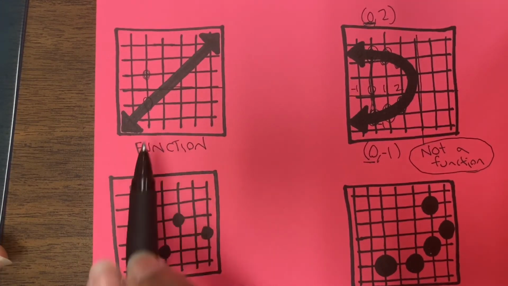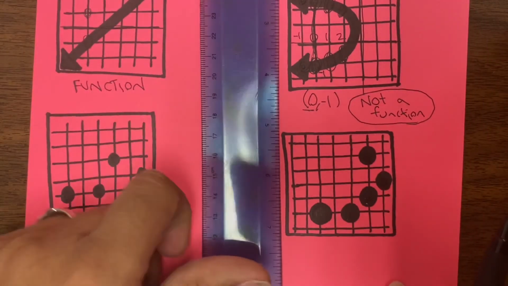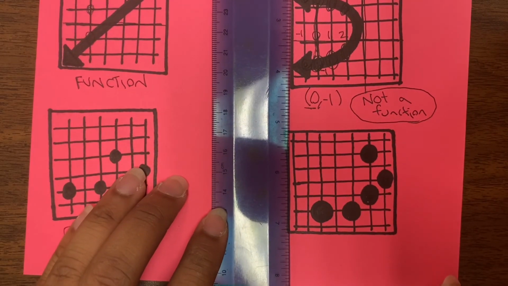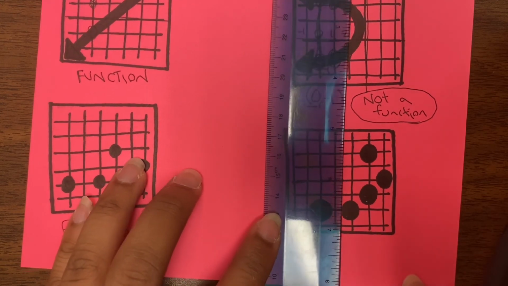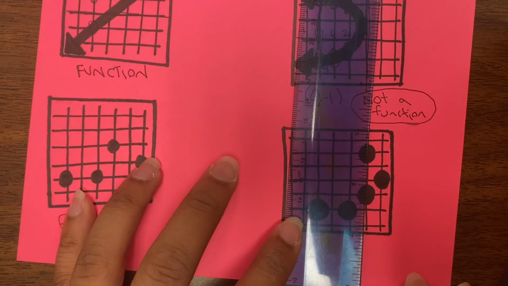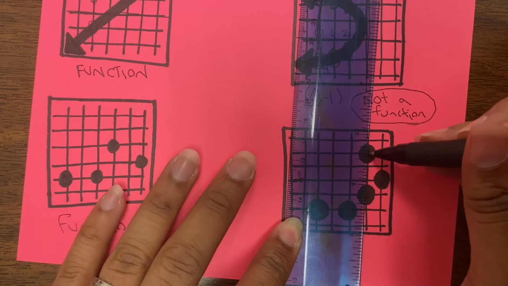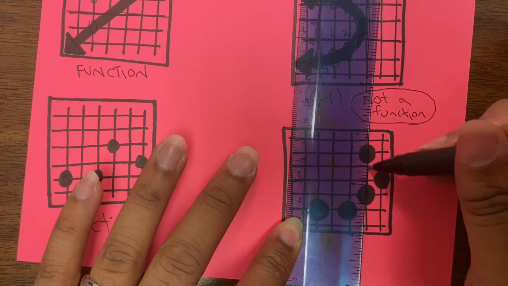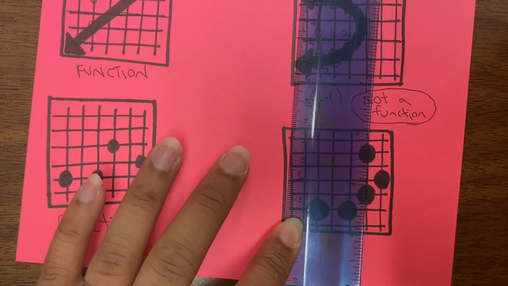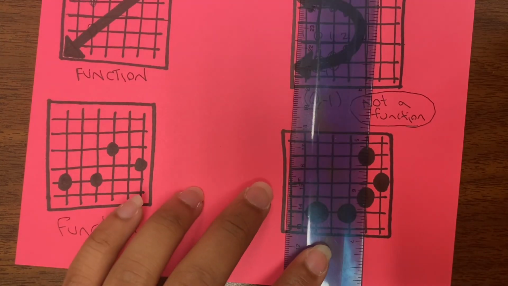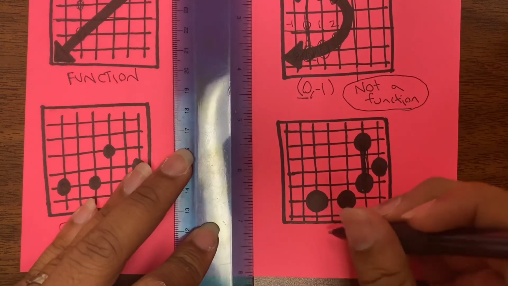So these 2 so far have passed the vertical line test. This one has failed the vertical line test. So now let's look at this last one. This one right here, there's only one. Oh, but right here, this point and this point are vertical. They're in the same line, meaning they're on the same x value, meaning that these 2 would not pass the vertical line test. So because these 2 points are right above each other, this is not a function.